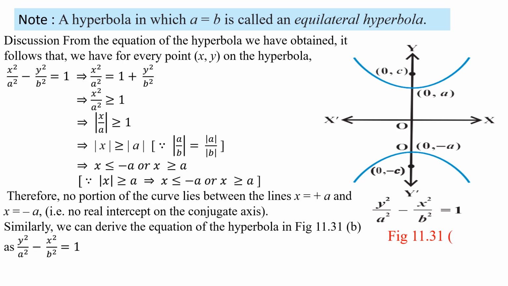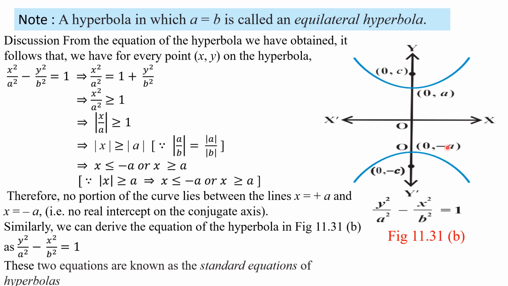Observe this figure, my children. Here, in this case also, we observe that no portion of this curve, no portion of this hyperbola lies between y is equal to a and y is equal to minus a. Between these two lines the hyperbola does not lie. Understood this point, my children? Right.